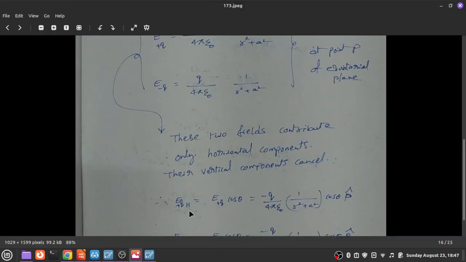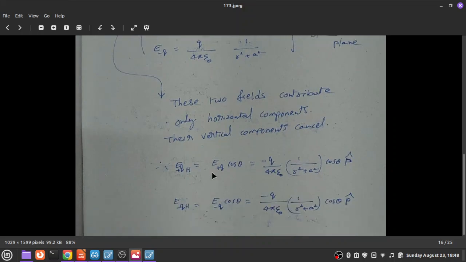Therefore, E_QH plus is equal to E_Q cos theta, which is minus q by 4 pi epsilon naught, 1 by r square plus a square, cos theta. And E_QH minus is E_Q cos theta, minus q by 4 pi epsilon naught, 1 by r square plus a square, cos theta.